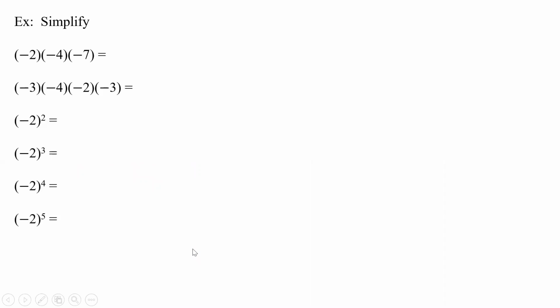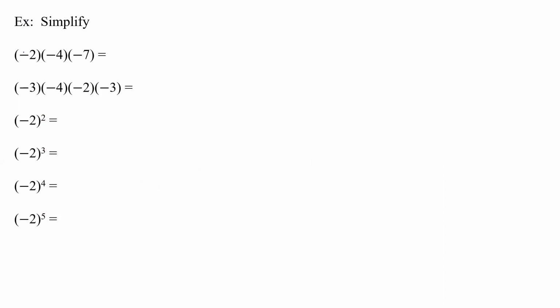So let's simplify some of these here and see what we get for our answers, especially for the ones where we have possibilities of even, odd, even, odd. Here we have 1, 2, 3, so that's an odd number. This is 1, 2, 3, 4, so that's an even number. So let's look at the first one anyway. So we have -2 times -4 times -7.